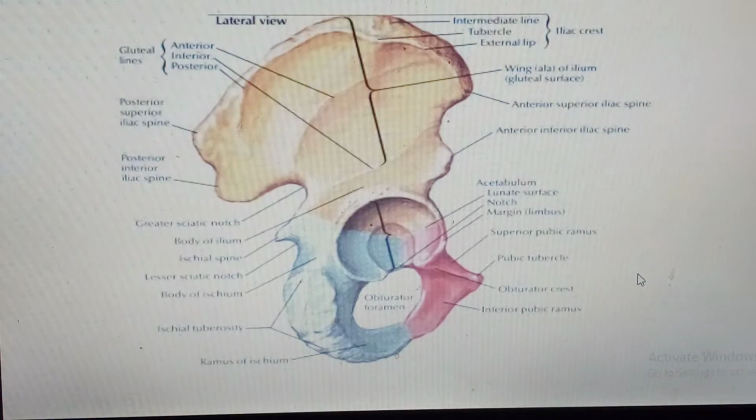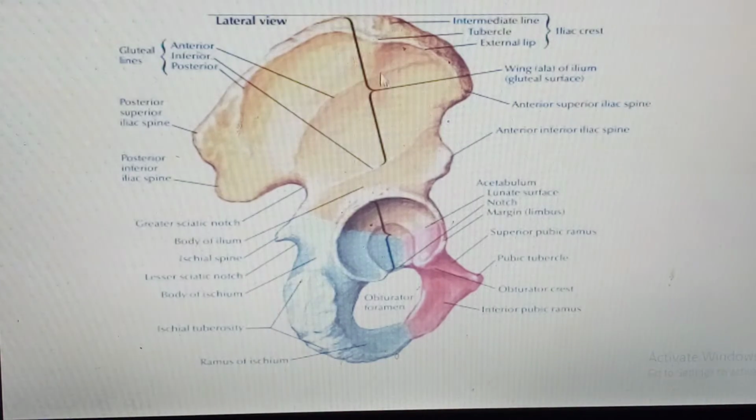Now one thing I want to show you over here is that if you look at one side of the pelvis, this is the right pelvis, we are going to find three bones. The superior bone is what we call the ilium. Then we have two inferior bones. The anteriorly oriented one is the pubis, and the posteriorly oriented one is the ischium.